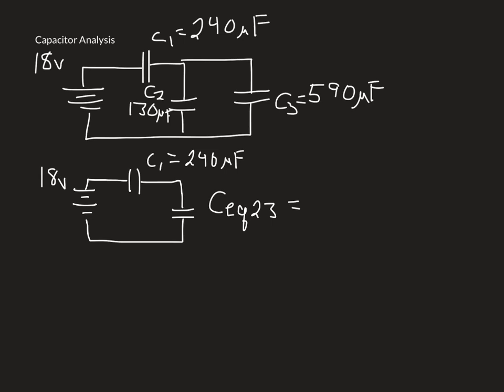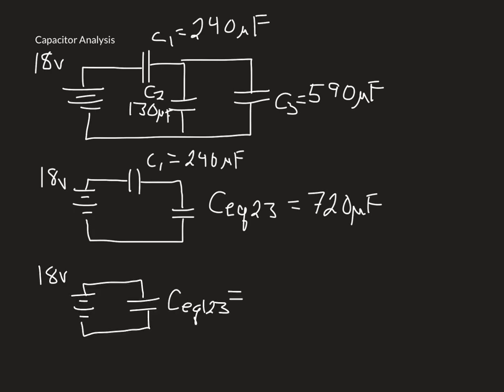So I've redrawn my first step of my reduced circuit, and I'm going to combine C2 and C3. They are in parallel. For capacitors, we just add them when they're in parallel, and so these have a capacitance of 720 microfarads. Next, I'm going to combine C1 with this equivalent capacitor I just found that replaced 2 and 3, and that will now create a circuit with a single equivalent capacitor.